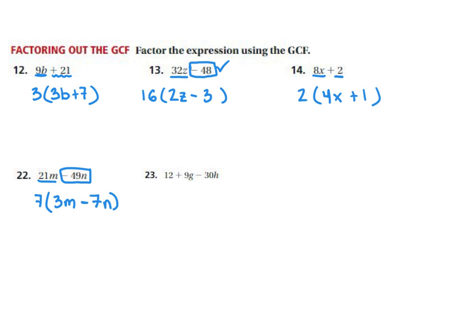And number 23, we're finding the greatest common factor between all three of these terms. And the greatest common factor is 3. 3 times 4 is 12. To get 9g, we would multiply 3 times 3g. And then how could we get negative 30? That would be 3 times negative 10. And to get negative 30h, we would multiply 3 times negative 10h.